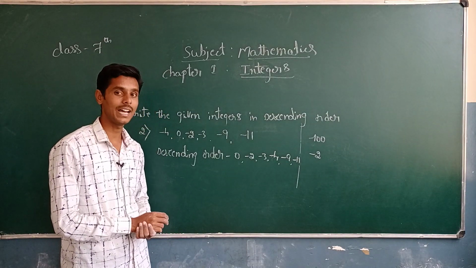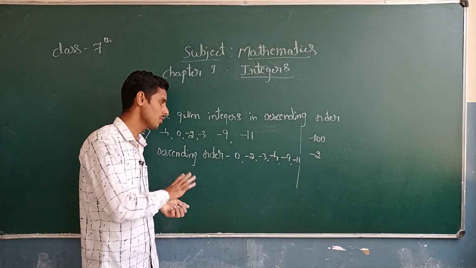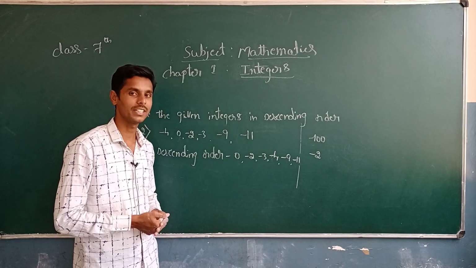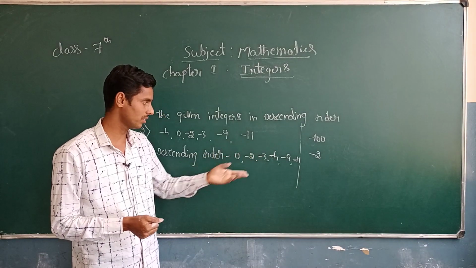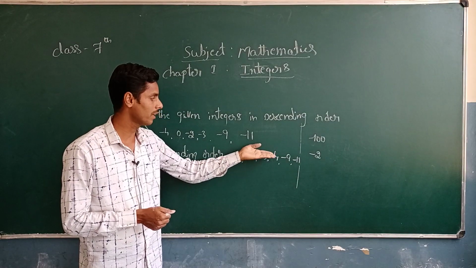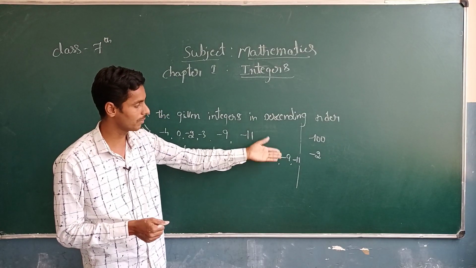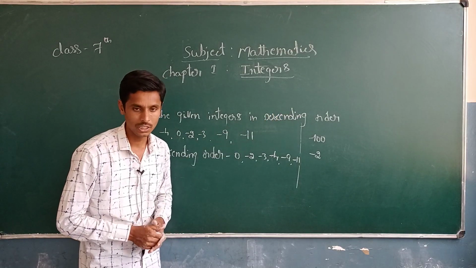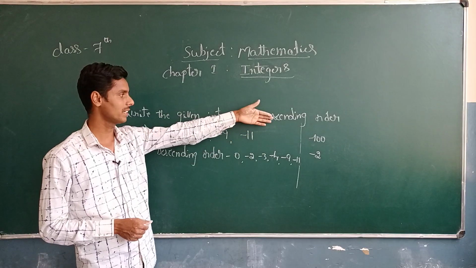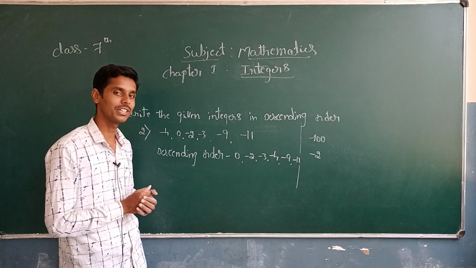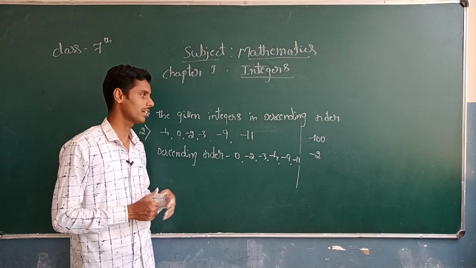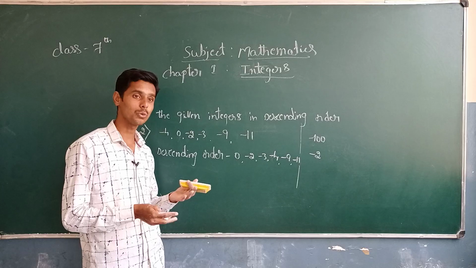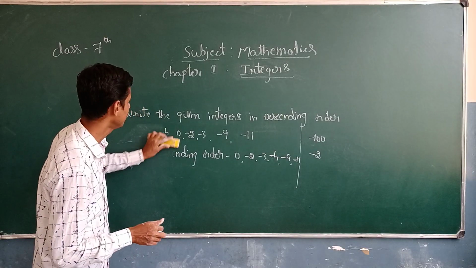We can observe that the value goes on decreasing. Minus 2 is greater than minus 3. Minus 3 is greater than minus 4. Minus 4 is greater than minus 9. Minus 9 is greater than minus 11. You understand? This is how we write the descending order when positive integers are given in the first case, and when negative integers are given in this case. Let's see how to write the descending order when positive and negative integers are given together.